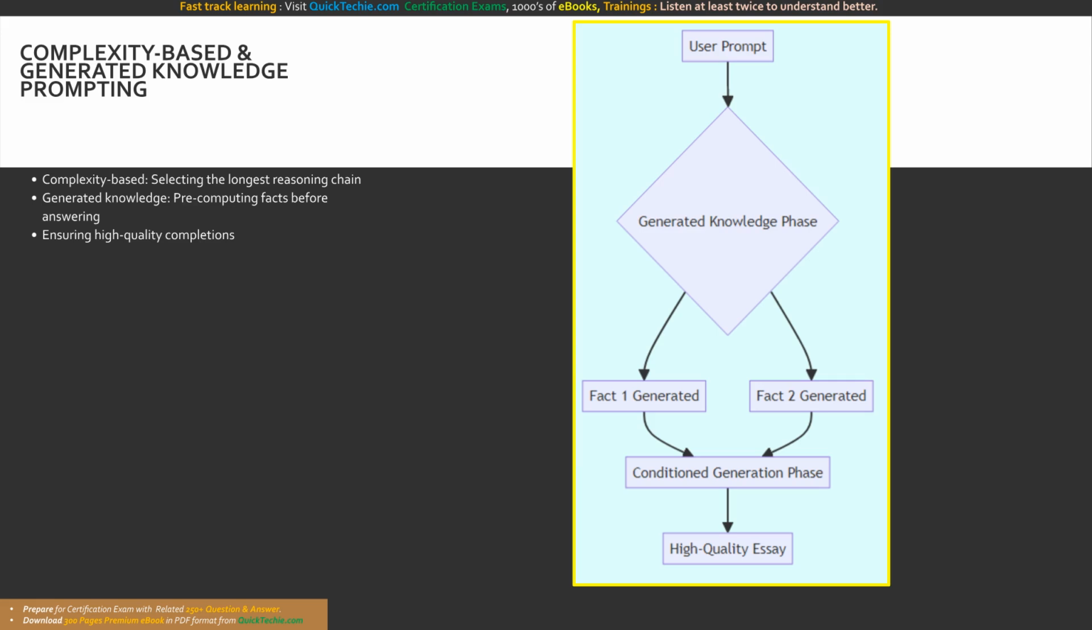Since the model is explicitly conditioned on these pre-generated facts, the completion quality is massively enhanced, and the risk of hallucination is minimized. This flowchart outlines generated knowledge prompting. The user prompt triggers an initial phase, where core facts are explicitly generated. These facts are then fed into the conditioned generation phase, anchoring the model to produce a high-quality, fact-based output.